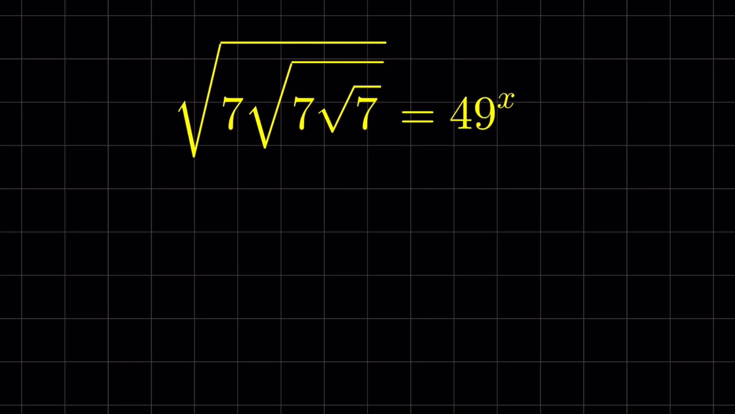So here we have a nested radical problem and we have to find the value of x. 7 times square root of 7 times square root of 7 all under square root. How do we solve this?